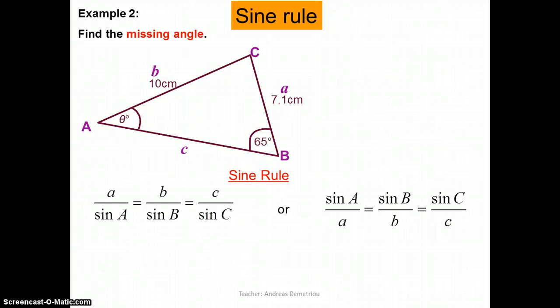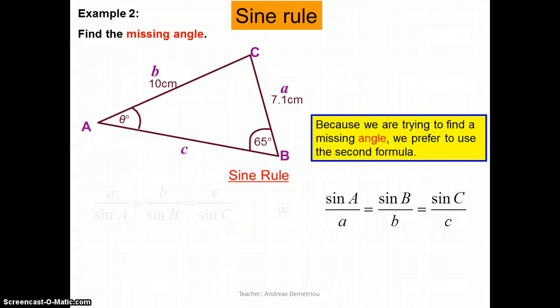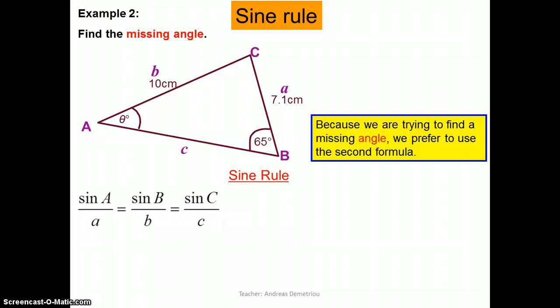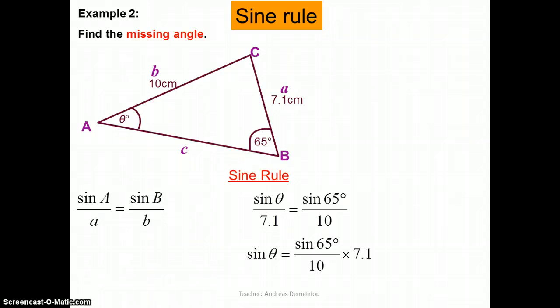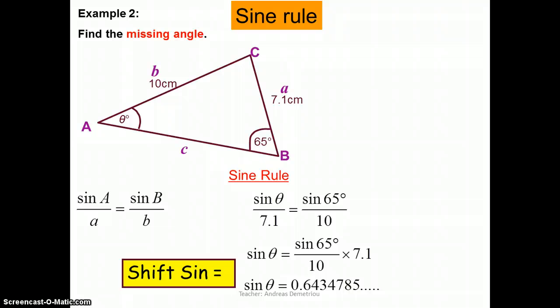From the two formulas, we prefer to use the second formula because the unknown is the angle. The part with c, again, doesn't provide any information, therefore we can erase it. Fill in the values, you bring 7.1 to the other side, it becomes multiplication, and because the angle is the unknown, you need to press Shift, Sine, to find the answer.